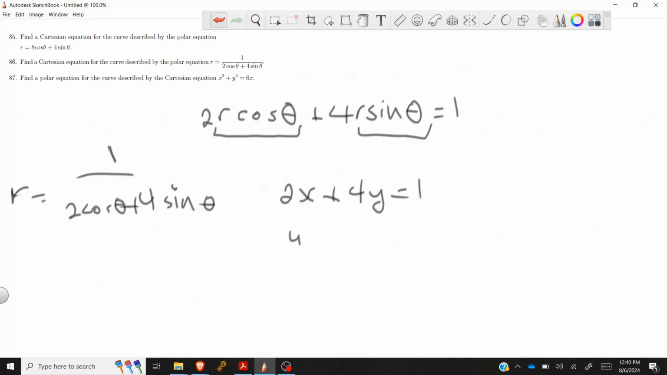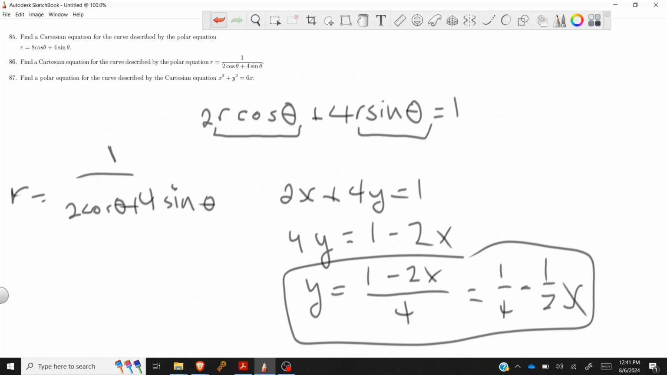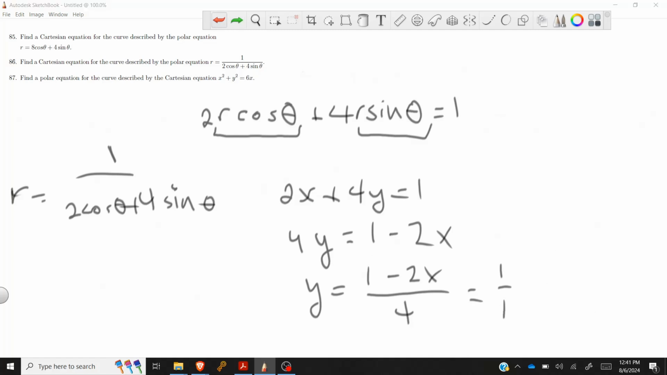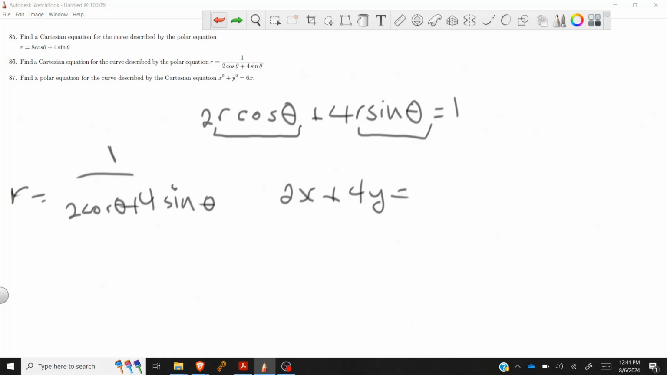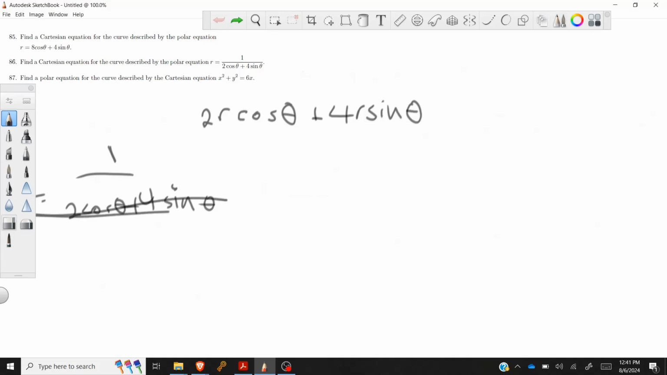And we can just solve for y and divide by 4. We get y equals 1 minus 2x over 4, or 1/4 minus 1/2 x. And that'd be our answer for this one. So a lot of the strategy here is just recognizing and manipulating equations into forms that we recognize. So let's erase and try this last one.